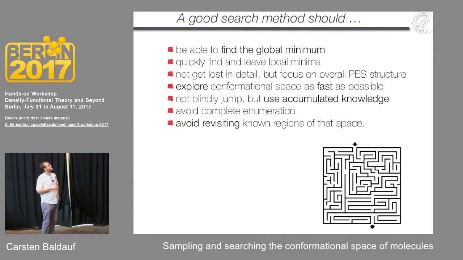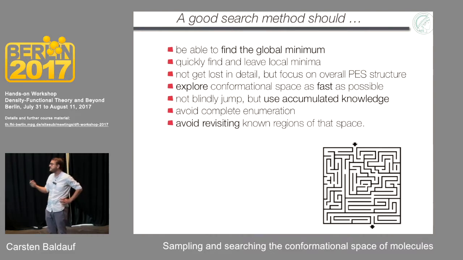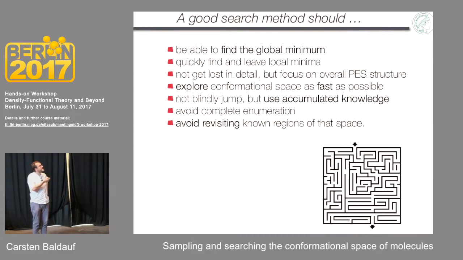What is important is to explore conformational space fast, because computer time is limited. If we use an accurate energy function, for example, DFT calculations, one optimization or one energy function call can take minutes. And if you have to do this 1 million times, this is a considerable number of CPU hours that we would waste. We should ideally also not blindly jump around on the energy landscape.